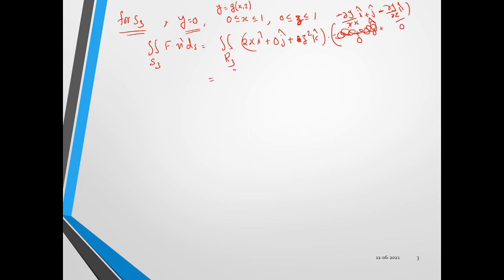So what will be this integral? 2x times 0 is 0. So this is equal to 0.